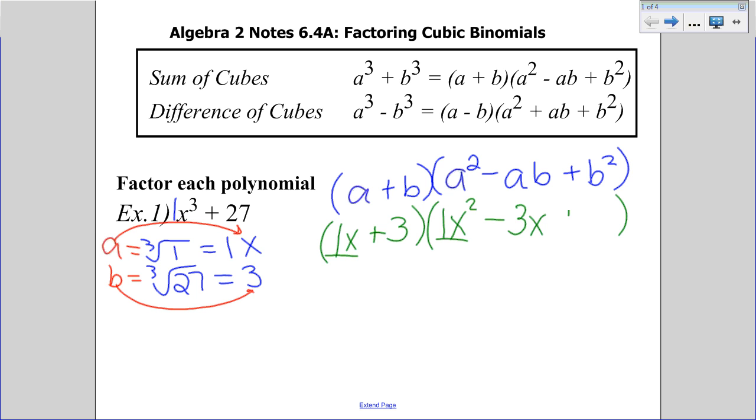I now have plus b squared. So my b value is 3. I need to square it. And what is 3 squared? 9. The second check I do is at the end of the problem. What's 3 times 9? 27.